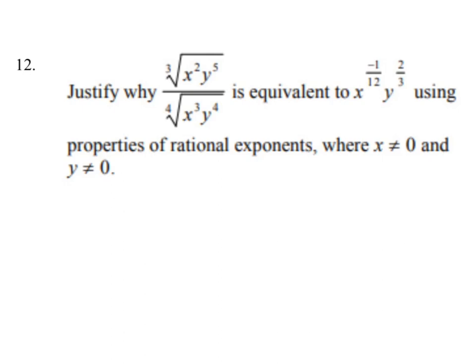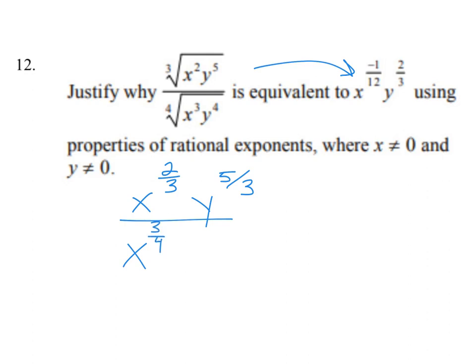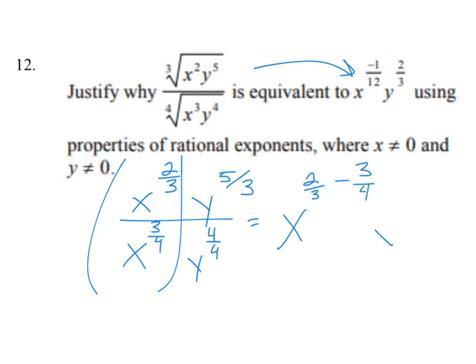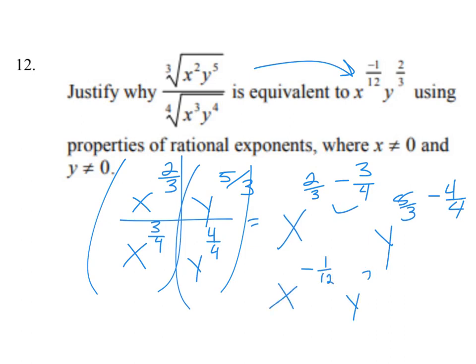For this question, they want you to make it into exponents. So the first thing I did was use power over root to rewrite these. And the bottom's power over root, power over root. Now when you divide, you subtract exponents. So 2/3 minus 3/4. I'm subtracting those because these are both x's. And then y, 5/3 minus 4/4. When you type those into your calculator, you end up getting x to the negative 1/12 and y to the 2/3.